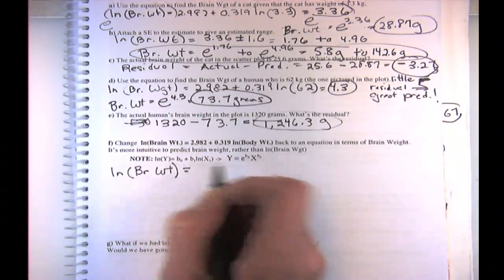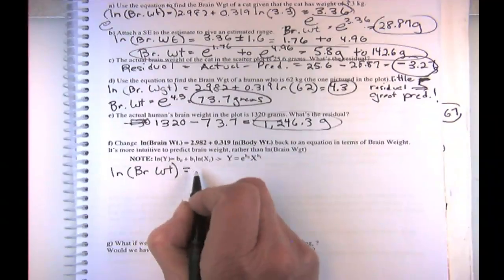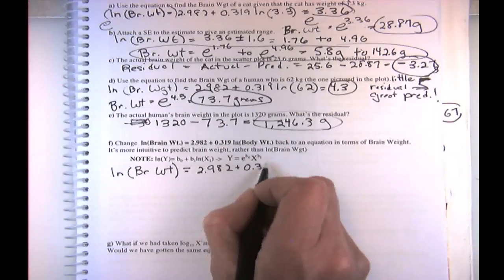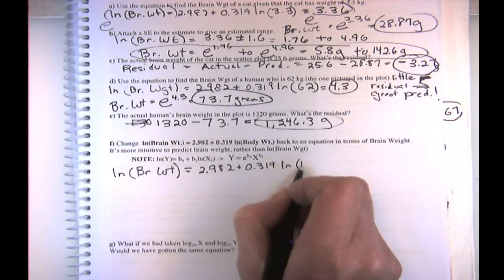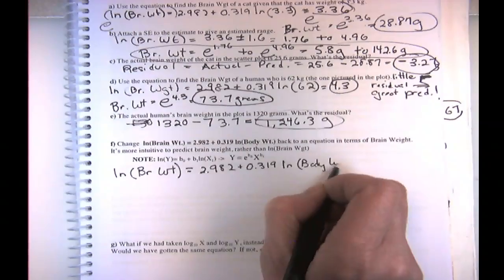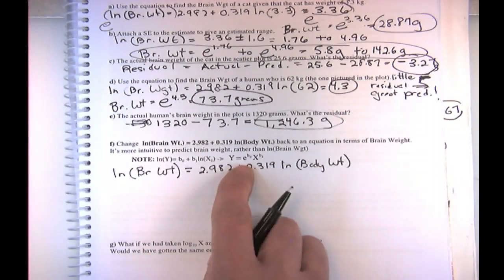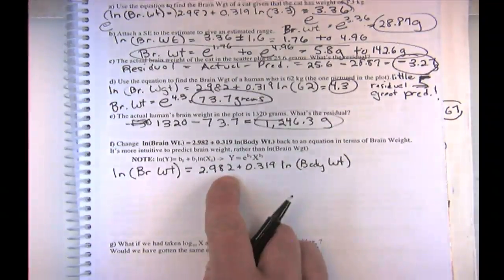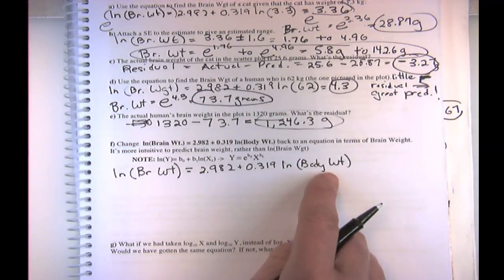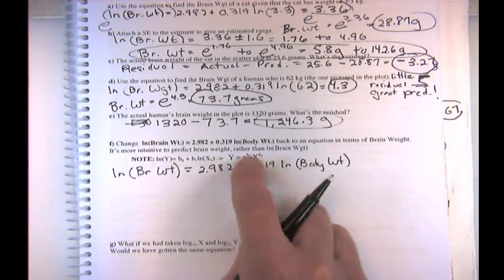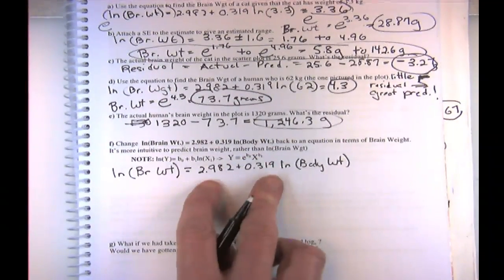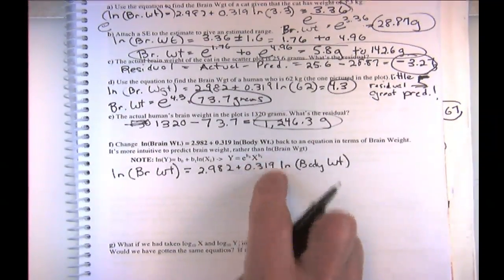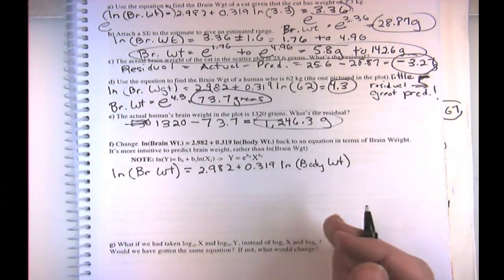Just for those people who aren't as used to working in logarithms, this is what we have, plus 0.319 times the log of the body weight. What this says is we're going to get an expression that is e to the 2.982 times the body weight raised to that. So our intercept and our slope are going to become exponents up here when we anti-log. So you can see that.